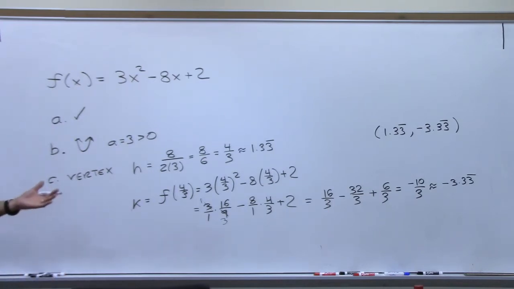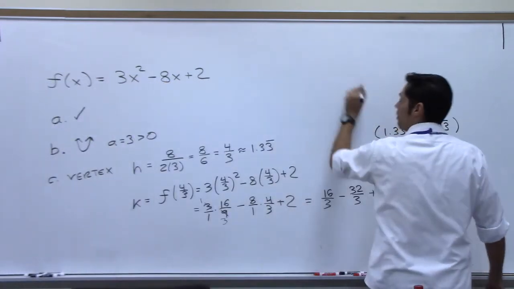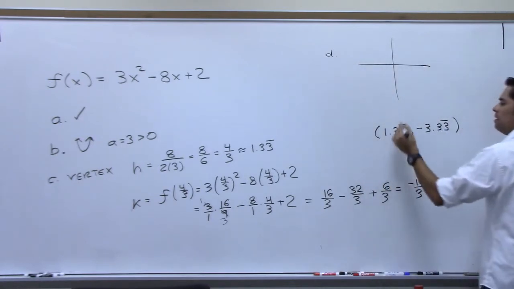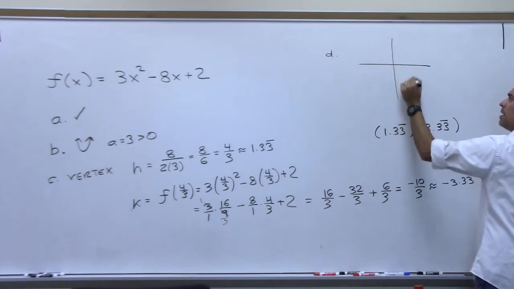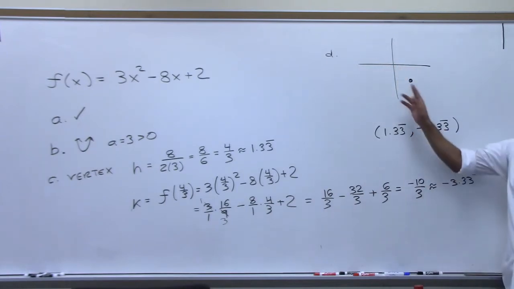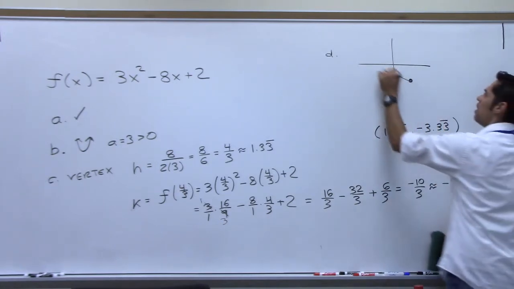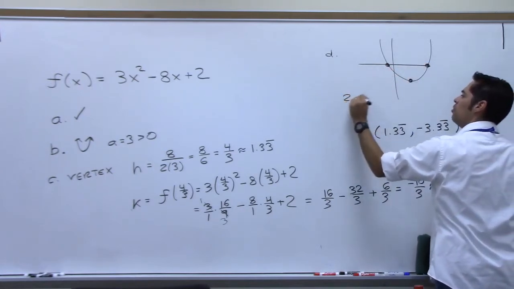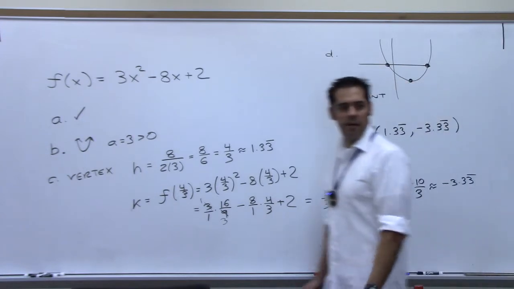Okay, we've got our vertex. Quick sketch. So I'm on part D. Quick sketch. Our vertex is 1.33, down 3. All that matters to me is I'm down here, right? I don't really care where. I'm just over and down. And it opens which way? Up. Since it opens up, you're going to hit the x-axis twice. 2 x-intercepts, right? That means you have to go find them.